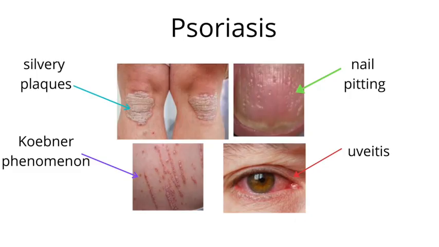The treatment options for psoriasis are also interesting because this includes topical high-potency steroids or vitamin D derivatives. But if the psoriasis is more severe, then we have to move on to systemic treatment such as methotrexate.